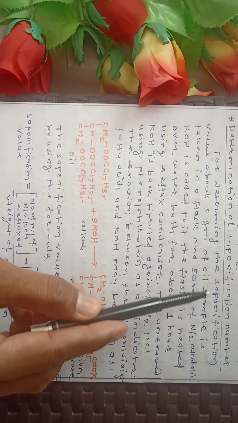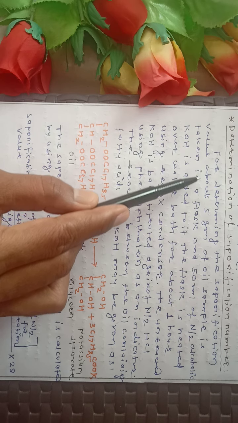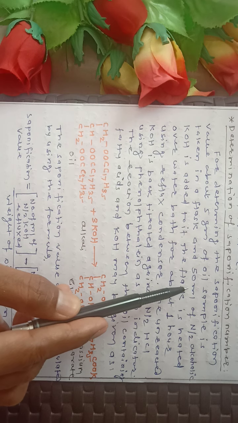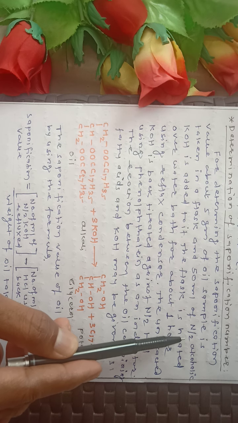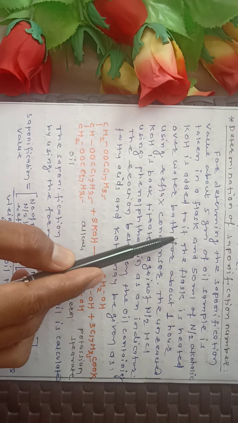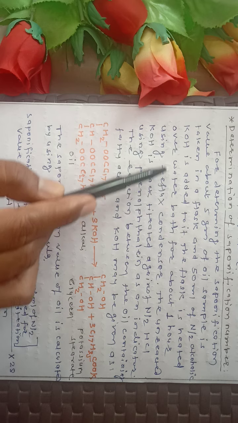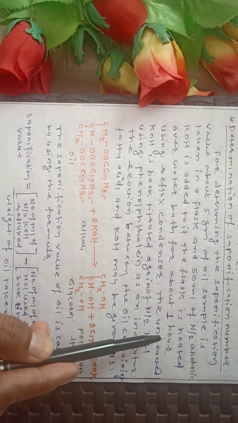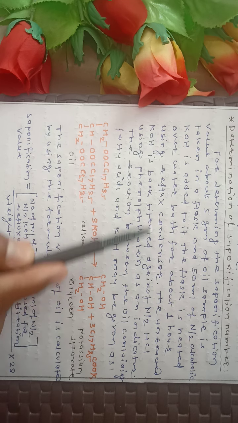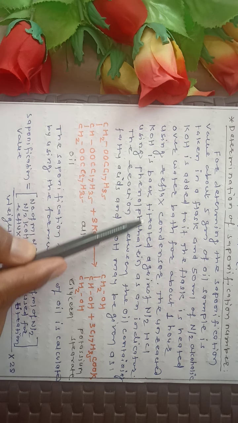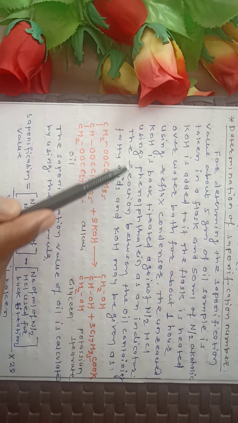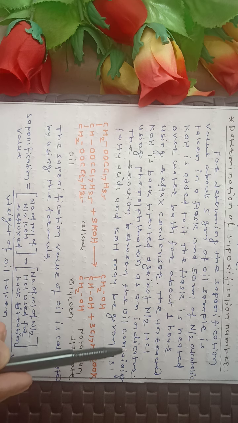Now how can we determine the saponification number? For determining the saponification value, about 5 gram of oil sample is taken in a flask and 50 ml of N/2 alcoholic KOH is added to it. The flask is heated over a water bath for about 1 hour using a reflux condenser. The unreacted potassium hydroxide is back titrated against N/2 hydrochloric acid using phenolphthalein as an indicator.